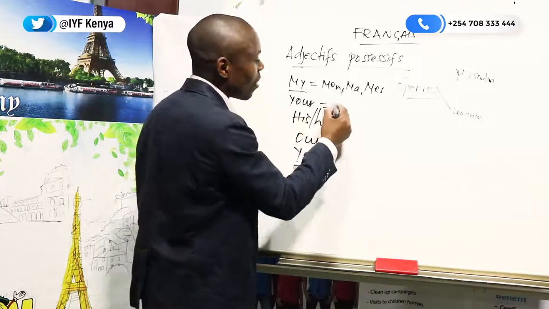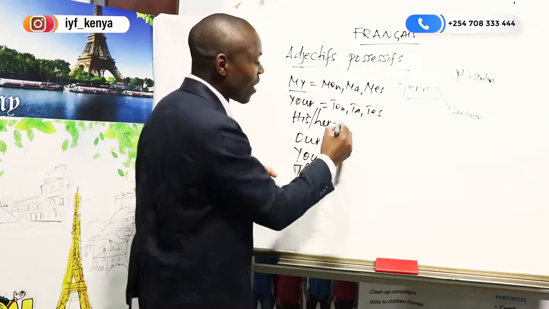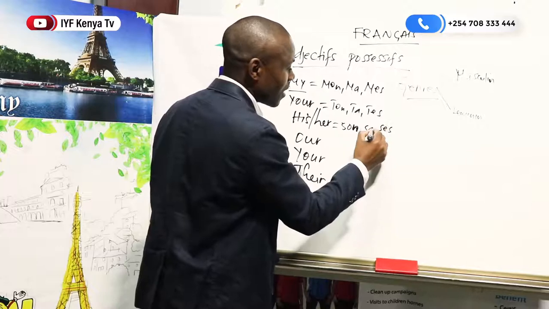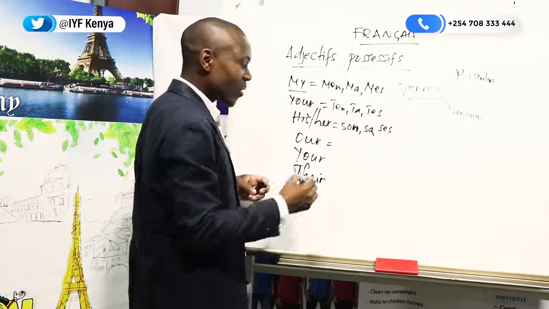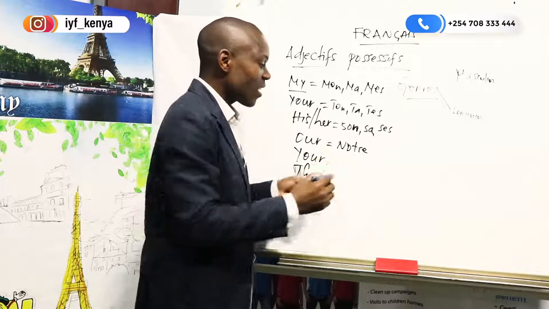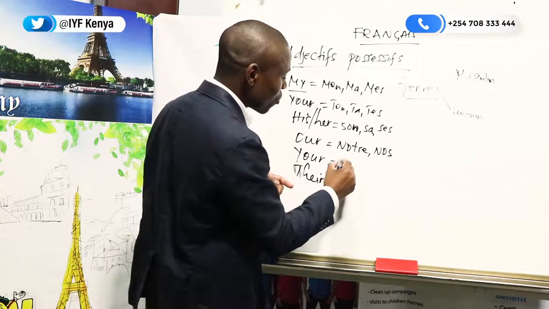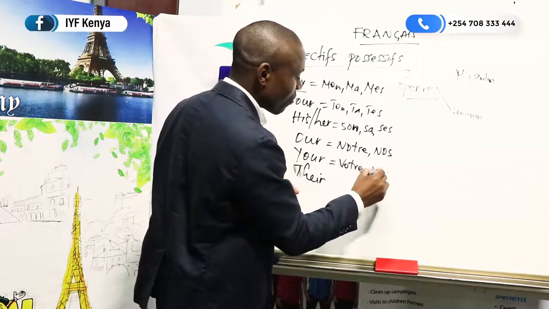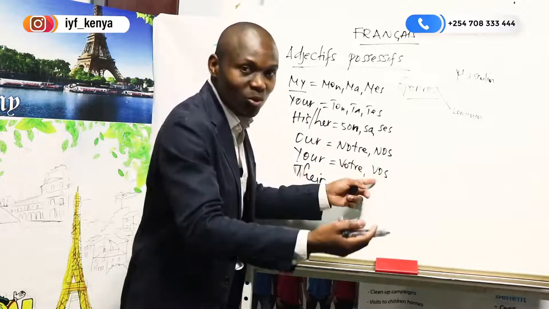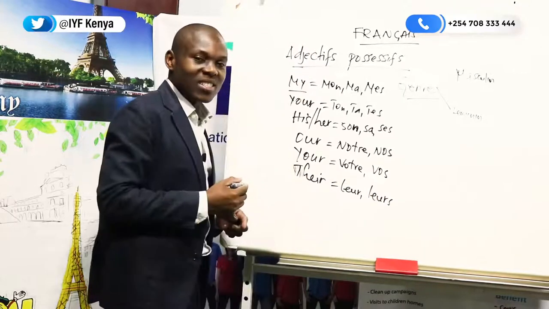Then for your, we have ton, ta, tes. And then we have his or her: son, S-O-N, sa, and ses. For our, we have notre. Here we only have two, because the masculine and feminine are just the same. It is just notre, and then nos, which is both masculine and feminine in plural. And then we have the plural form here: votre and vos, the same as this, so this takes the masculine and feminine, and this one masculine and feminine in plural. And then we have leur and leurs, like this, plural. I'll give you an example.